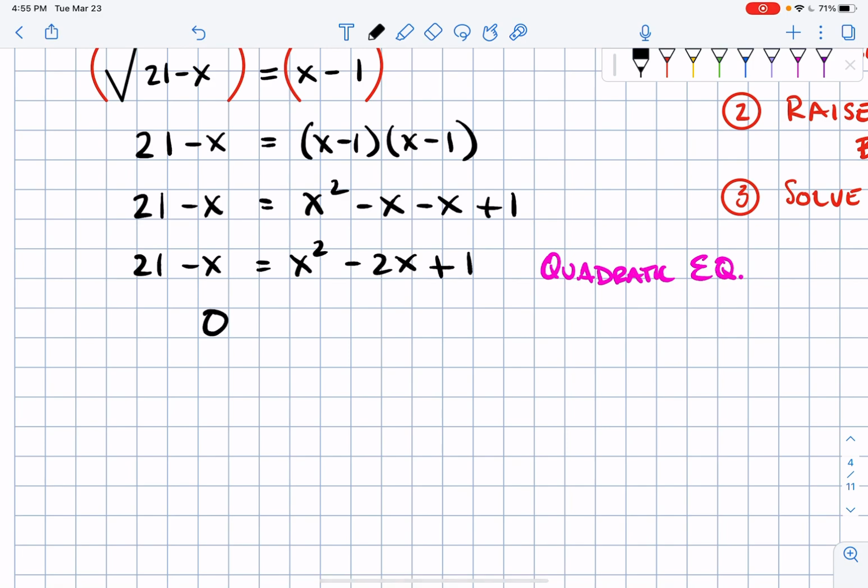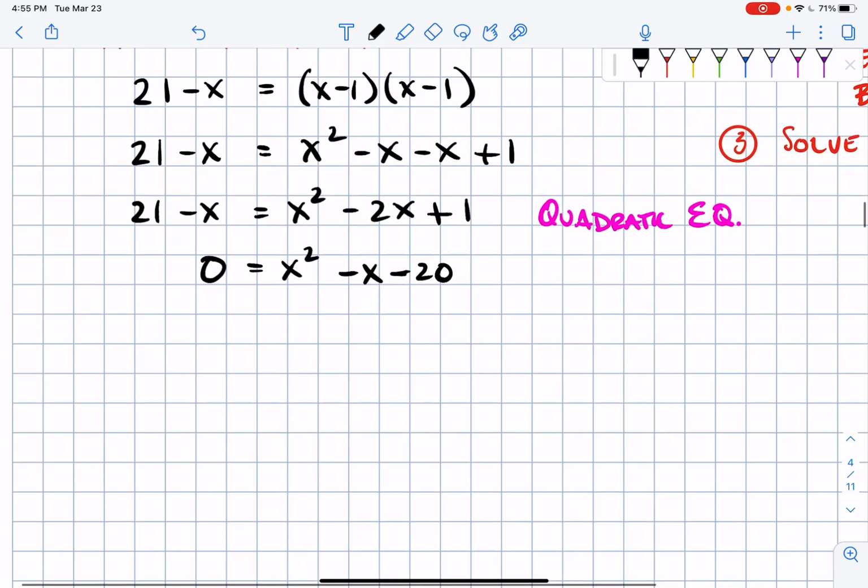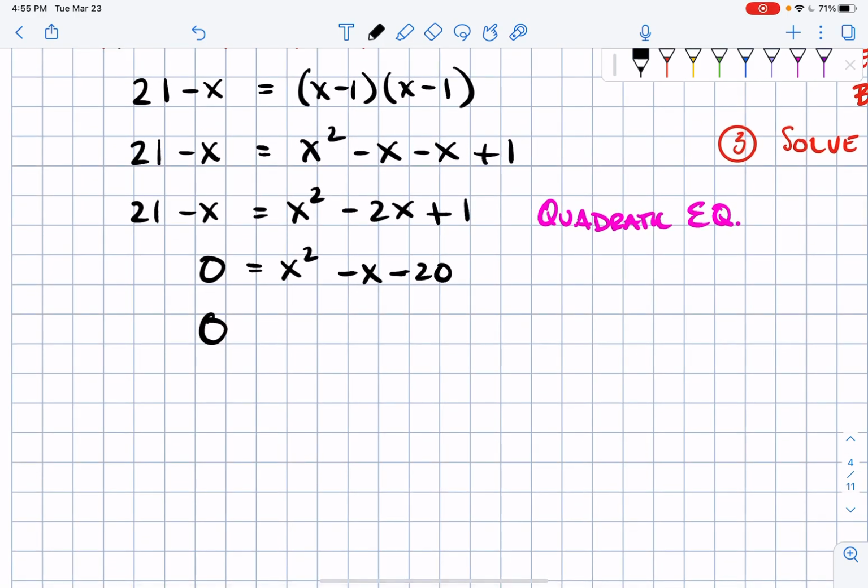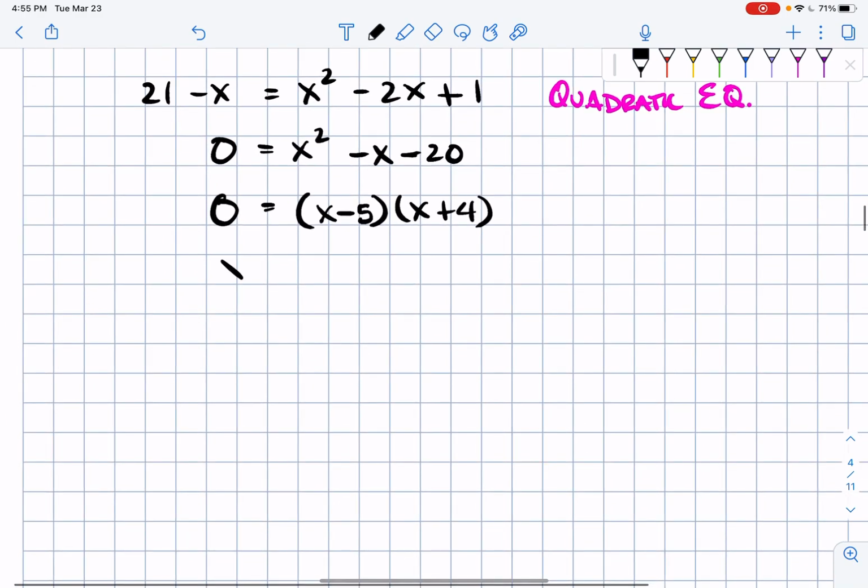So I'm gonna have 0 is equal to x squared minus x minus 20, okay? So I have a 0 side and a non-zero side, so I gotta factor that non-zero side, which is gonna be x minus 5 and x plus 4. So I'm going to have x equals 5 and x equals negative 4.